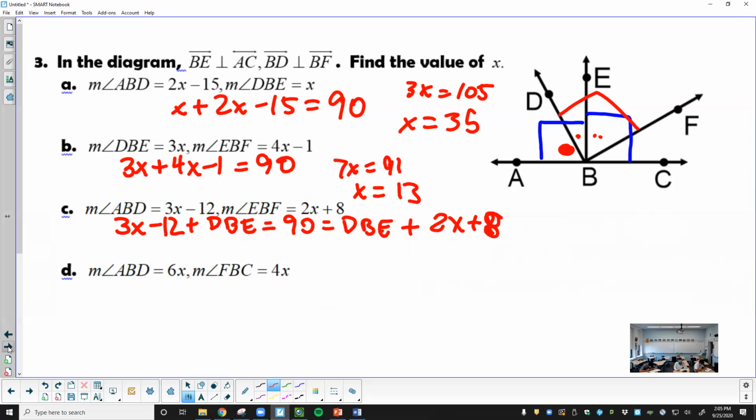We'll hear this the next time we do a lesson, but the complements of congruent or the same angle are congruent. The complements of the same angle are congruent. So anyway, we can say 3x minus 12 equal to 2x plus 8. So then that tells us that x is 20. Okay. Any questions on that?